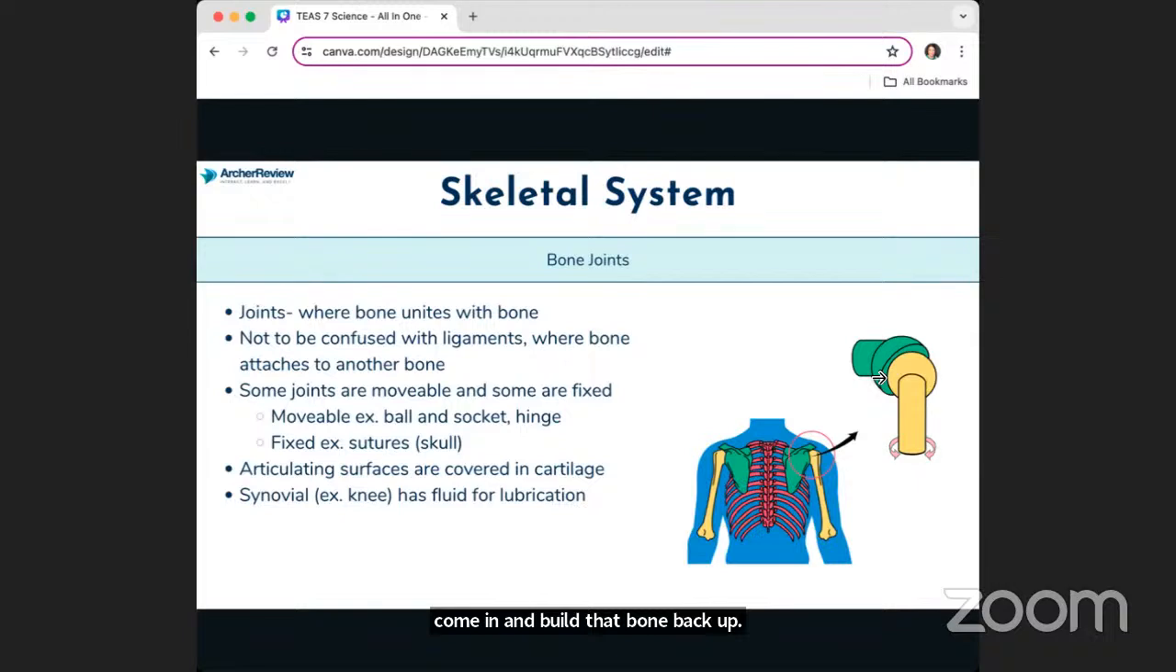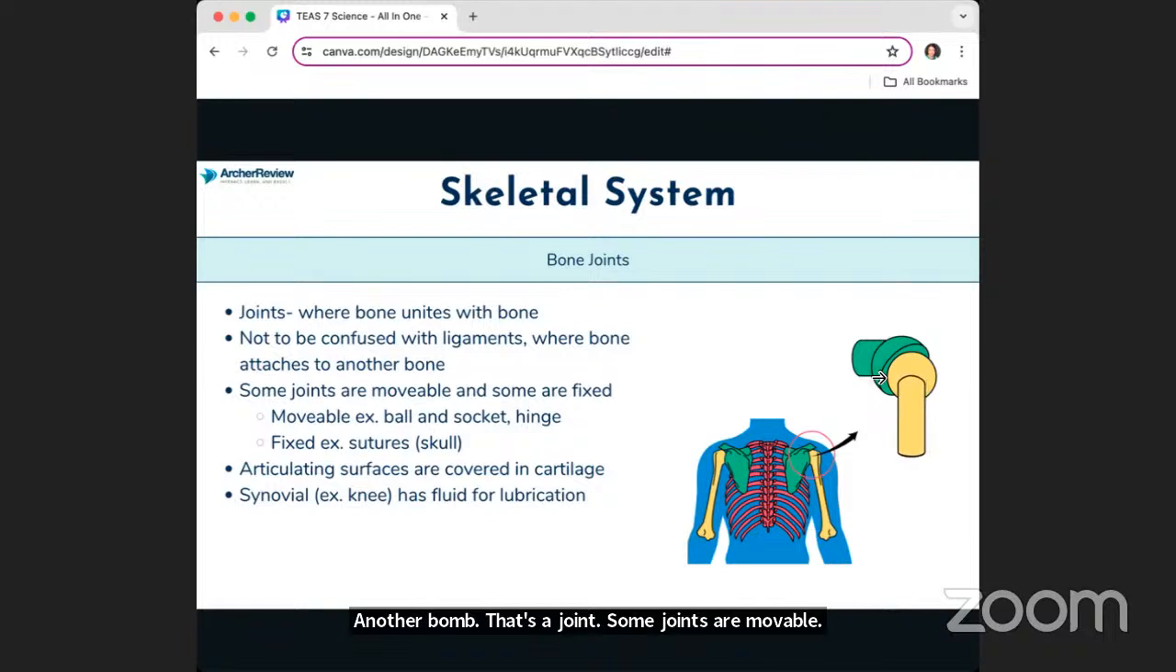Let's take a moment to talk about bone joints, because this is where bone unites with bone. We call it a joint, where bone unites with bone. So they meet up. Not to be confused with ligaments, where a bone attaches to another bone. That's a ligament, and it attaches to one bone and the other end of the ligament attaches to another bone. When it comes to joints, it's just where one bone buddies up next to another bone. That's a joint. Some joints are movable and some joints are fixed.